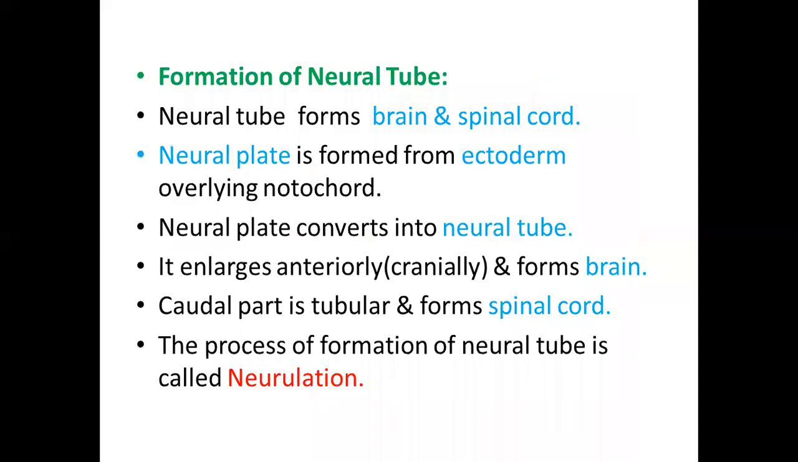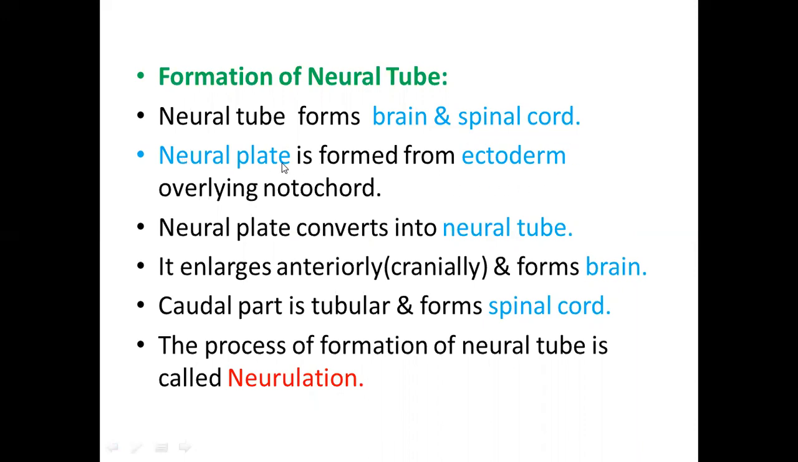Coming to another term here, further development: formation of the neural tube. It means the neural structures get formed from here, and that is called the neural tube. During this phase, we say the embryo is passing through the neurulation stage. Neurulation. So the neural tube forms the neural structures like the brain and spinal cord. The neural plate is formed from ectoderm. So it is ectoderm in origin.